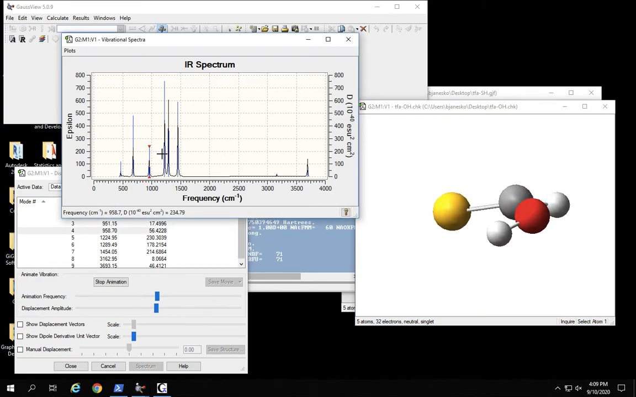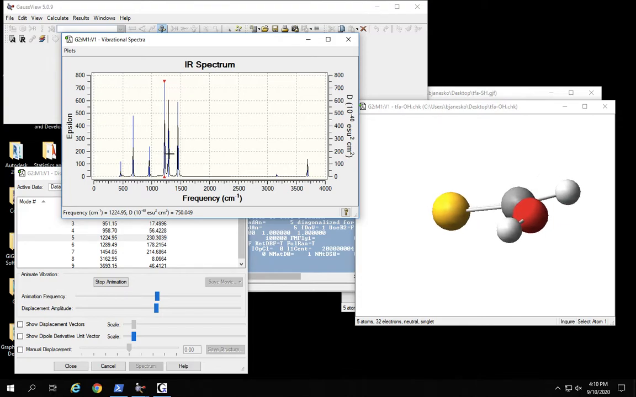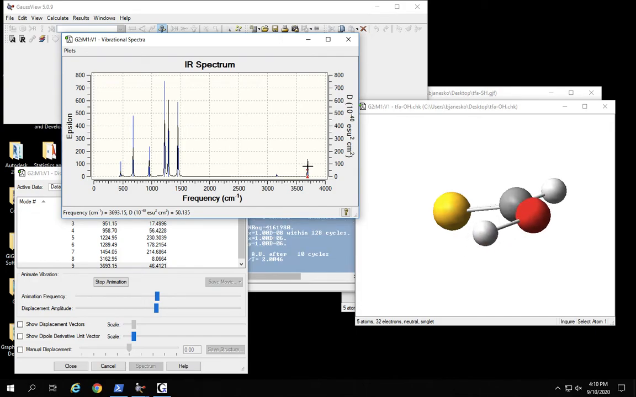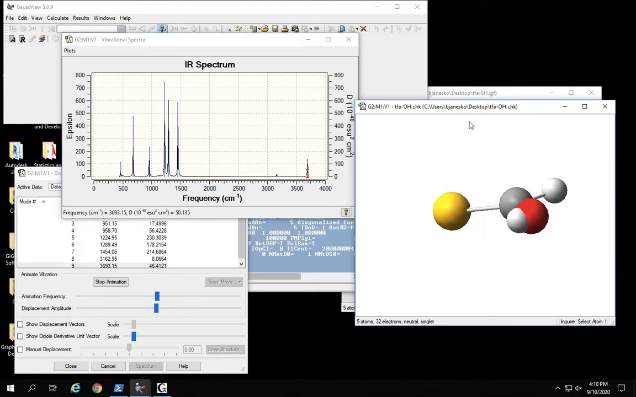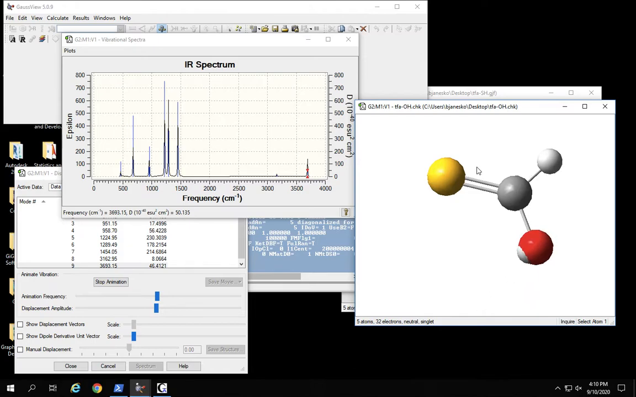Here's another torsion. Here's some single bond bending and stretching. And I get a little peak over here in the formaldehyde, and I get a very, very intense peak right there, predicted to be at about 3700 wave number. That's the OH stretch of thioformic acid.